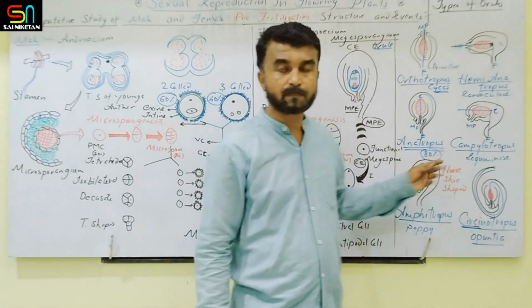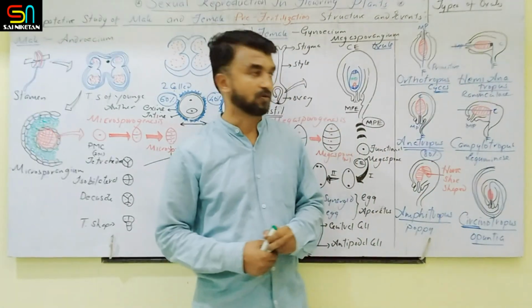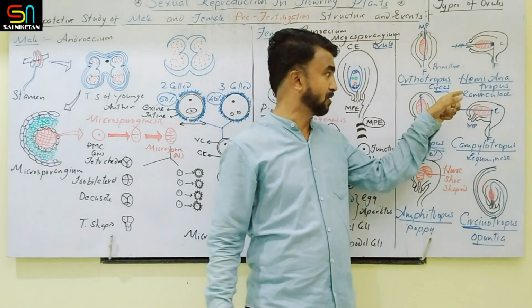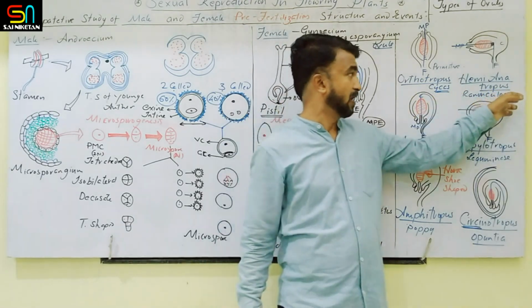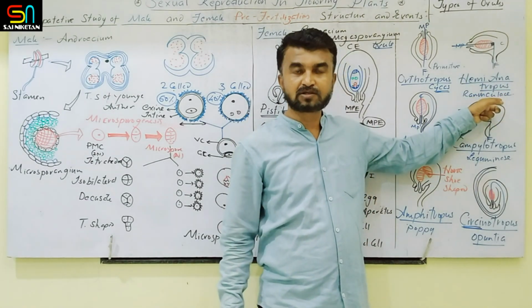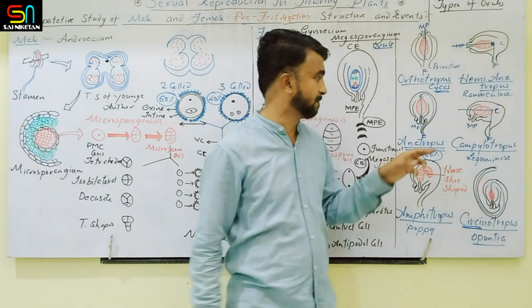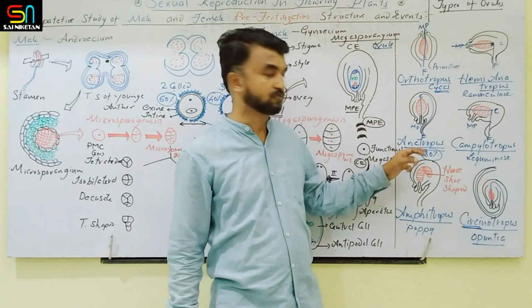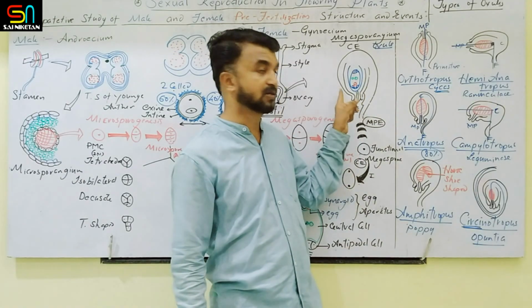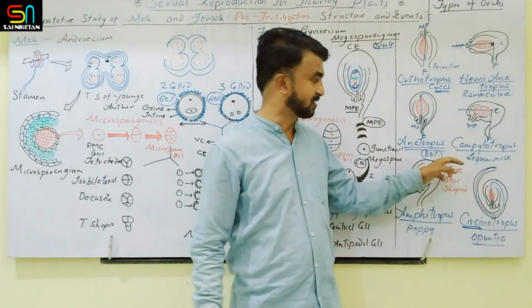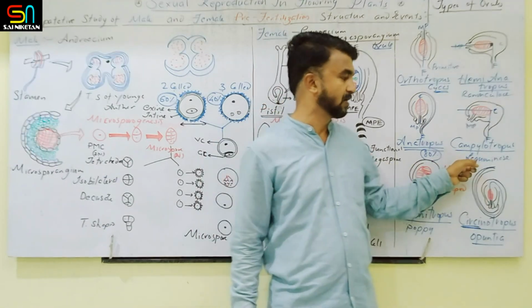Can you remember this one? Try to recollect the names. Orthotropous, all three are in a straight line. Example, Cycas. Hemianatropous, 90 degree rotation. Ranunculaceae family, Malpighiaceae family. Anatropous is the most prevalent. 80% of the angiosperms have the anatropous ovule. This is the anatropous ovule. Here 180 degree rotation is there. Example, most of the angiosperm families.